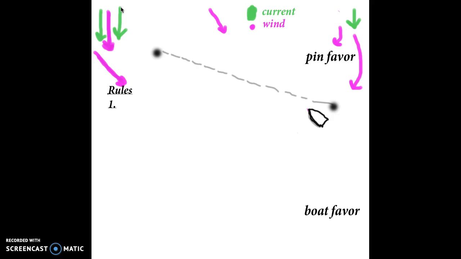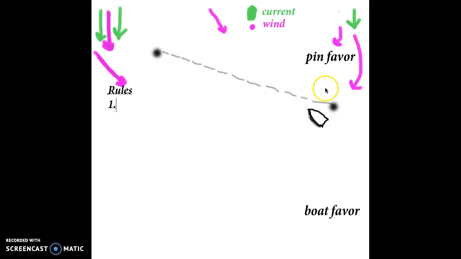Current and wind, light wind makes it hard to get to the line. Current pushing you away from the line also makes it hard to get to the line. The pin being favored also makes it hard to cross the line. So you have three things working against you when you're trying to cross the line, which means you never want to get anywhere far from it. Especially if you are trying to start at the pin.